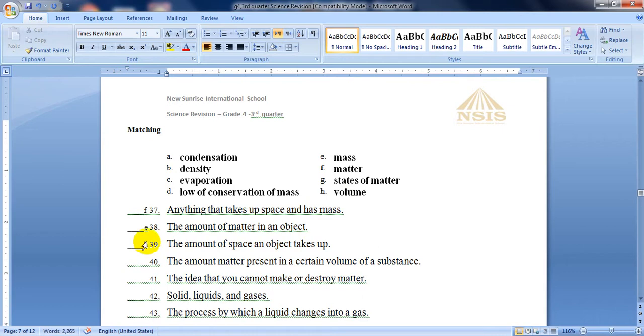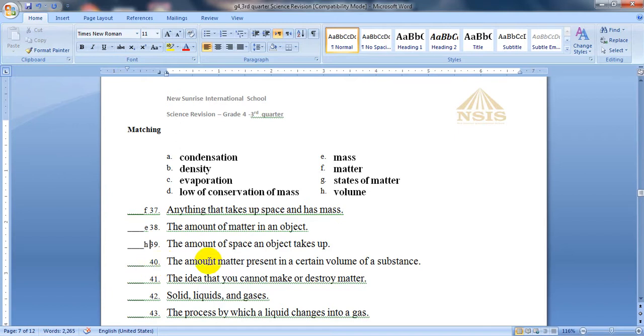So let's say the difference between these three definitions. The first one is matter. What does it mean? Anything around us is called matter, but with two conditions. It must take up space and has mass. What is the definition of mass? What is mass? It means the amount of matter in an object. What about this space that it takes up? It's called volume. So volume means the amount of space an object takes up.